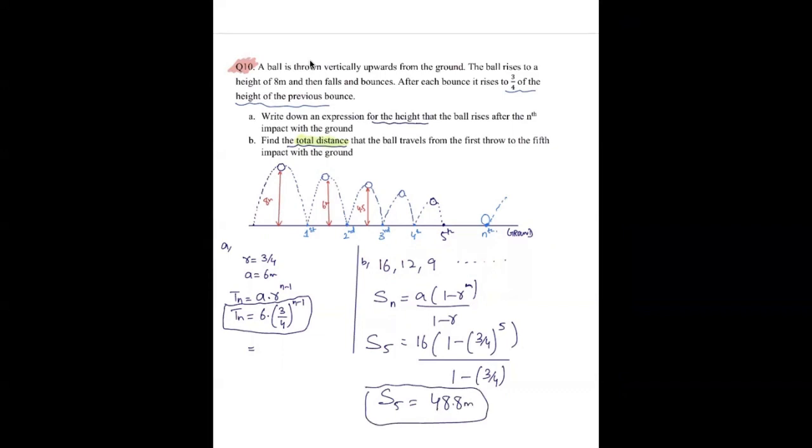By the way, sir, wouldn't it be possible, since it's only 5 throws, you could do 16 plus 12 plus 9, and then the next 2 throws? You are absolutely correct over here that because this is a simple question, you can just add that up. You can find the total distance over here and just add them up. You're still going to get 48.8.